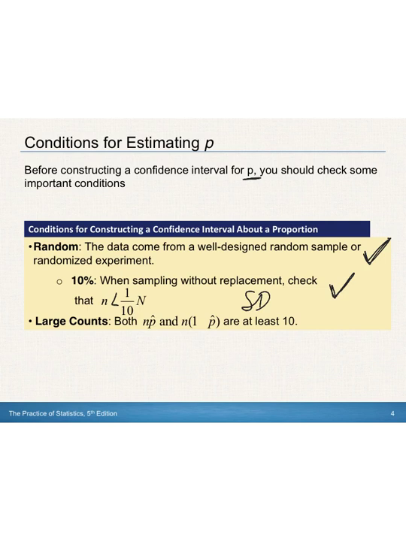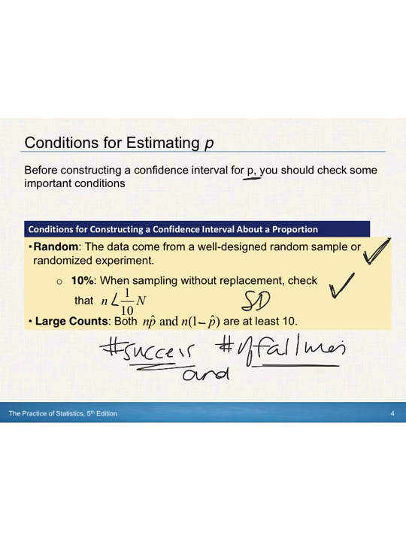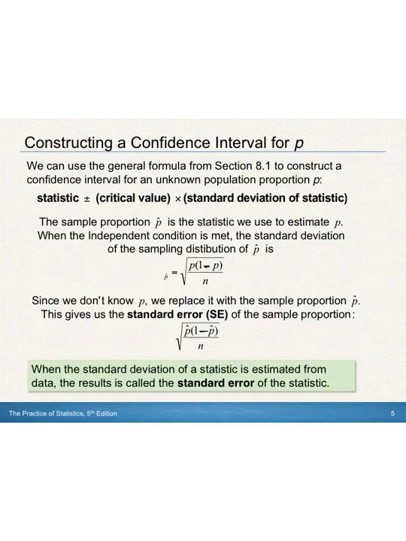The large counts condition basically says that the number of successes and the number of failures has to be greater than 10, both of those. So you take the proportion and multiply it by the sample size, and the sample size multiplied by its complement, so that's successes and failures, and they have to be at least equal to 10. Once those are met, then we can go ahead and create our interval.